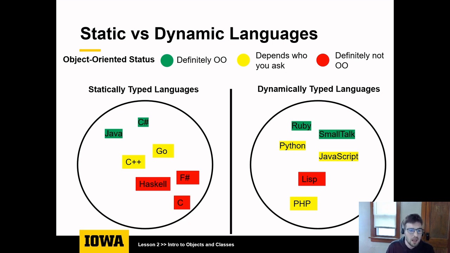Whether it's purely object-oriented or not is going to be dependent on who you're asking. And of course there's languages that are definitely not object-oriented. So C, for example, we use C particularly for operating systems code, really low-level code, and it's definitely not object-oriented. And Haskell, F#, Lisp, these are functional programming languages, so they also are deliberately not object-oriented.